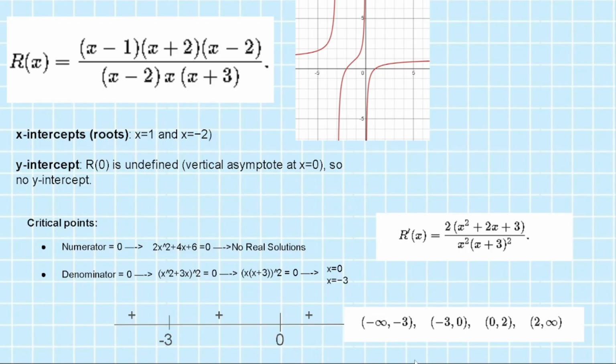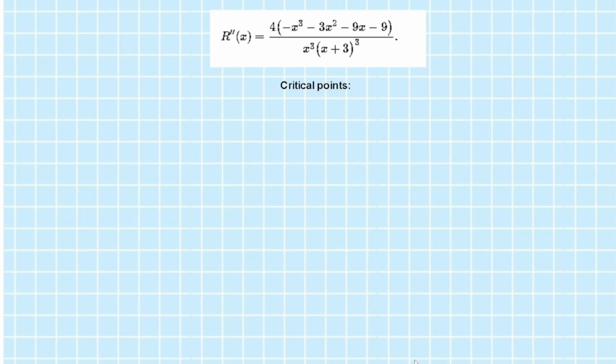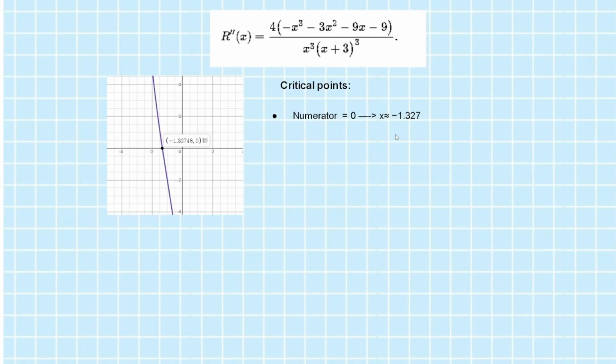Now moving on, we're going to be looking at concavity. So we see the numerator is equal to 0 and we're going to do the same thing, find the critical point. The numerator is equal to 0 at approximately negative 1.327. You have to use a graphing calculator. On Desmos, you plug in the numerator of the second derivative and see where its x-intercept is, and that's the point you get. And for the denominator, it's pretty obvious, 0 and negative 3. So those are the critical points.